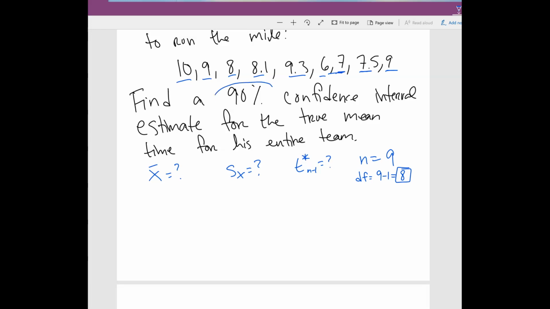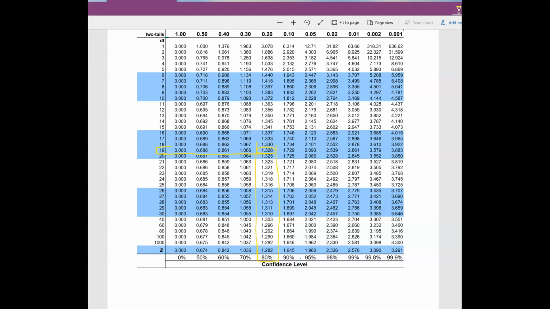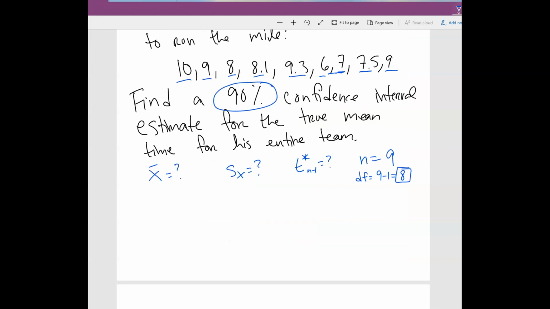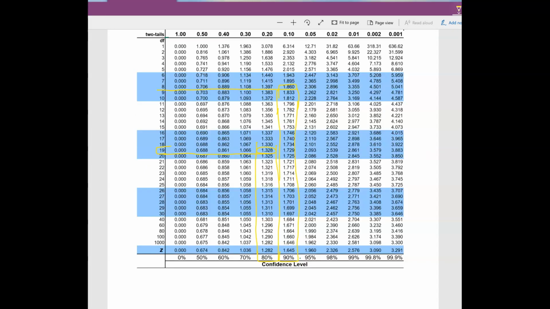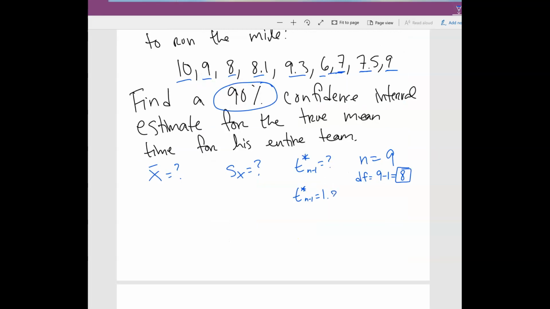So we want a 90% confidence interval. So we're going to go with 90%, and go all the way up to 8. If you look at 90% with 8, it's going to be this one, 1.860. So t star n minus 1 is 1.860. Okay, so we can figure that one out. The only thing that we don't know is x bar and s sub x.